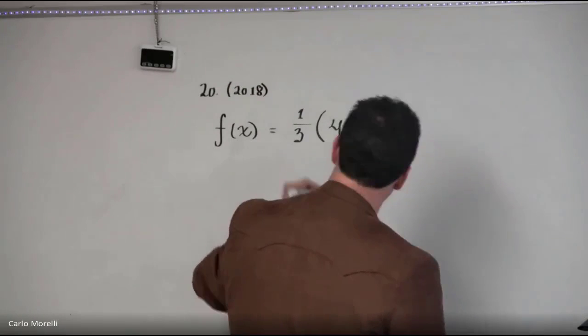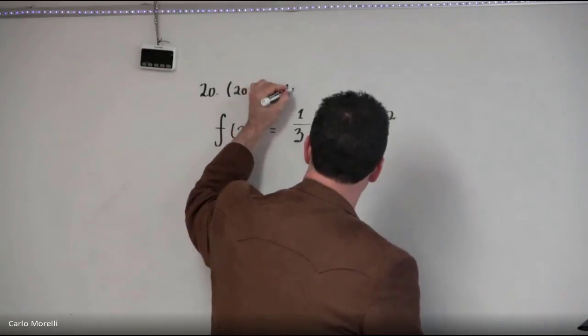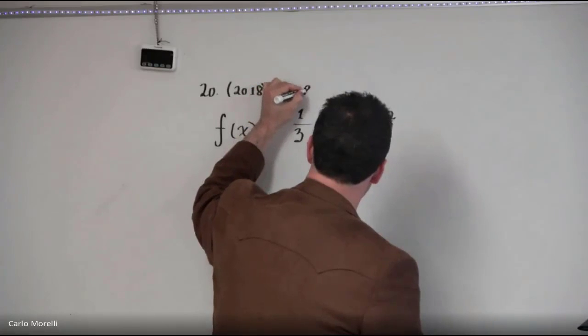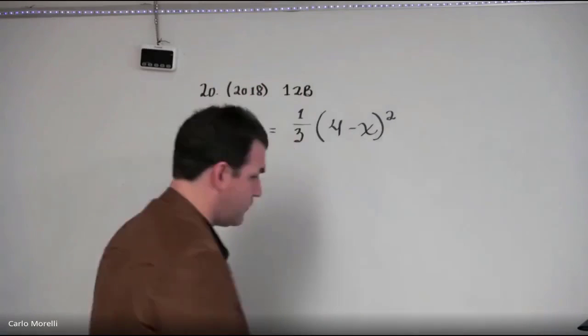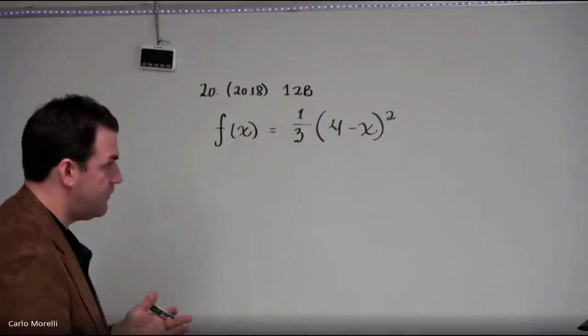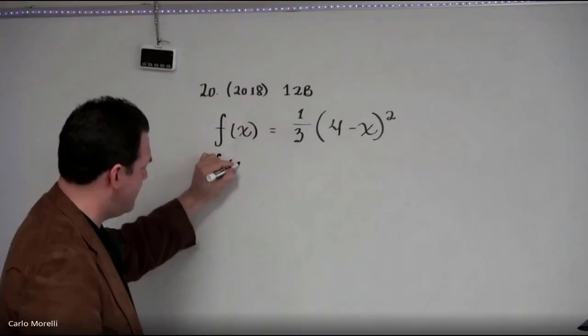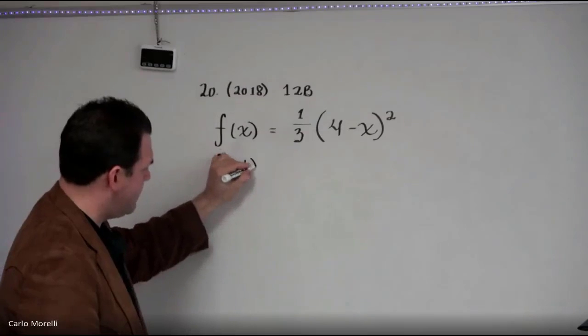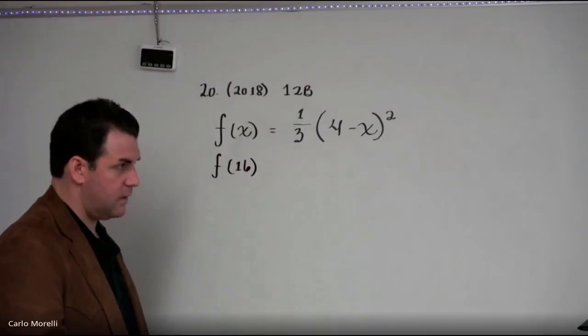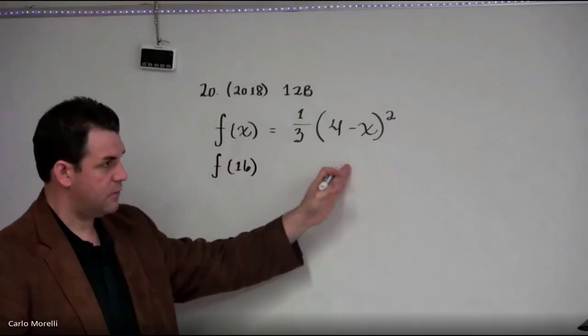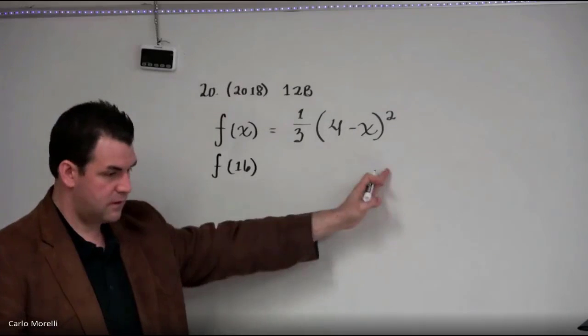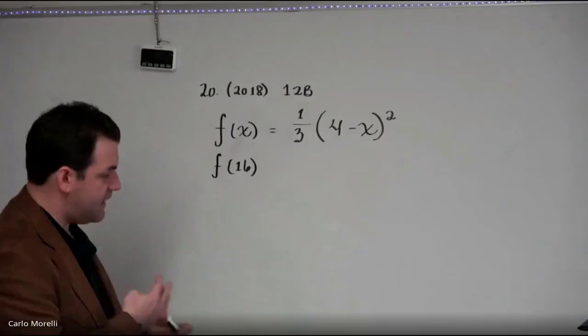And this is a supporting TEK called TEK 12b, which is about evaluating functions. We're asked to evaluate this function at f of 16. In practice, all that means is we're going to go through this expression here and replace all the x's with 16s.